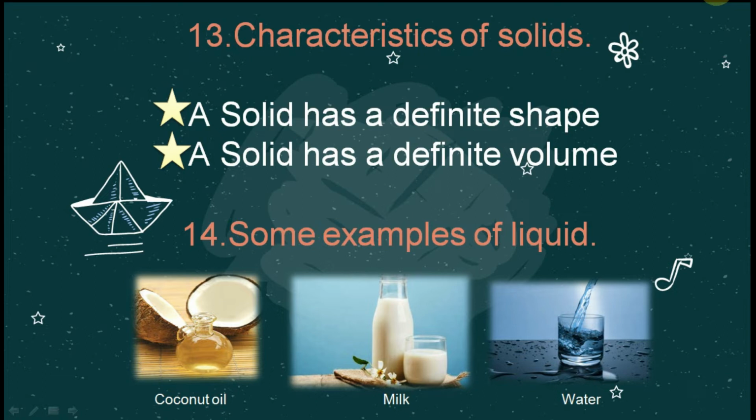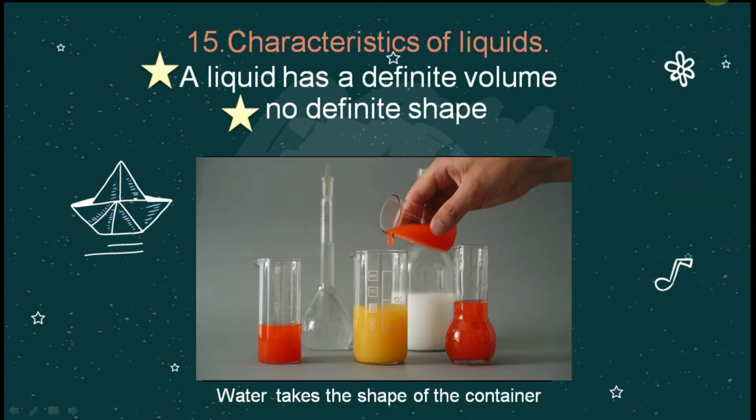Characteristics of solids. A solid has a definite shape. A solid has a definite volume. Number 14. Some examples of liquids: coconut oil, milk, water, as you can see in the picture. 15. Characteristics of liquids. A liquid has a definite volume, not a definite shape.